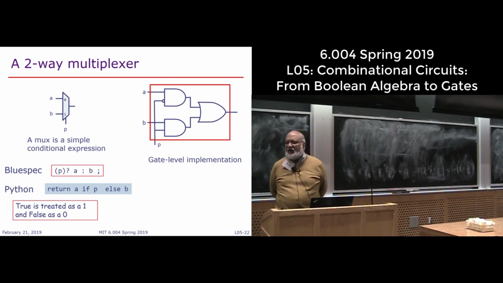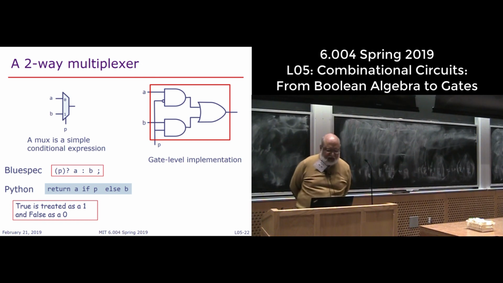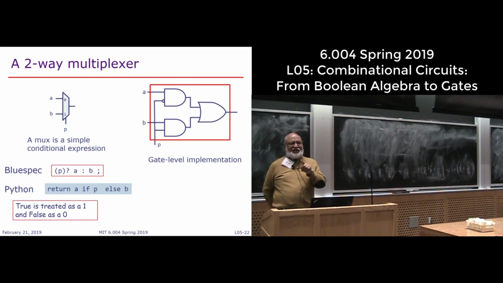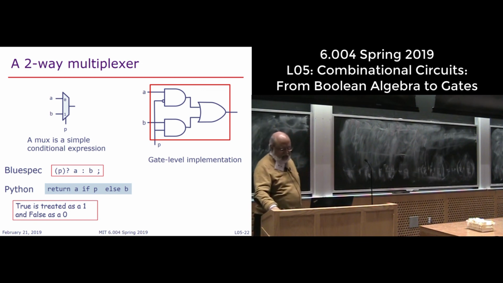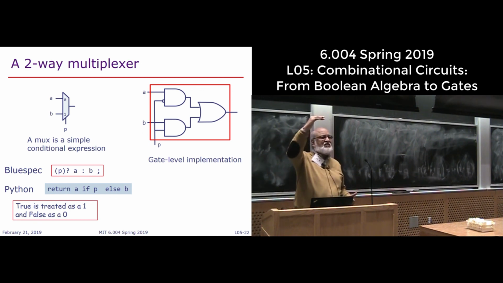Really quick, Arvind, I think the picture of the gate and the blue spec are flipped. So if P is true, then it should. Oh, you're right, because corresponding to the expression I wrote, P question mark A colon B. Sorry, I should have. The mistake here is, how can I show this? This circle should be here, not here. Because when P is true, the value is A. When P is false, the value is B, according to this expression. Yes? Okay.